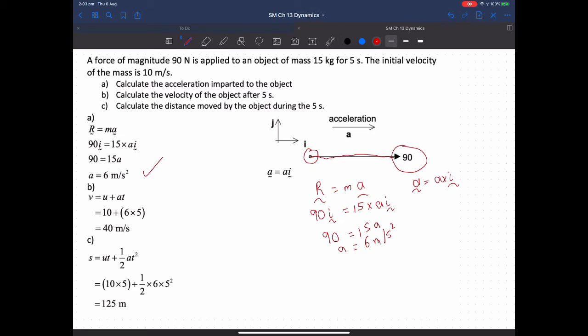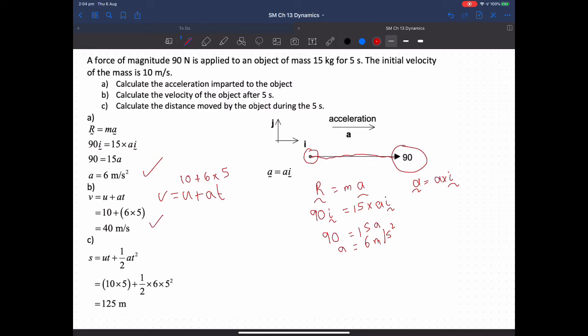Next part of the question says calculate the velocity of the object after 5 seconds. Again, V is equal to U plus AT. I can use that because I have constant acceleration. The constant acceleration is 6 meters per second squared. We know how long the time period is going to be for. We're told 5 seconds, and we're told the initial velocity was 10. So we have 10 plus 6 times 5, which is 40 meters per second.